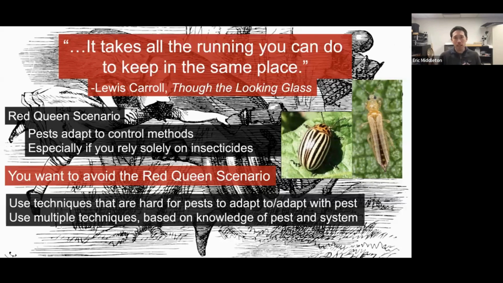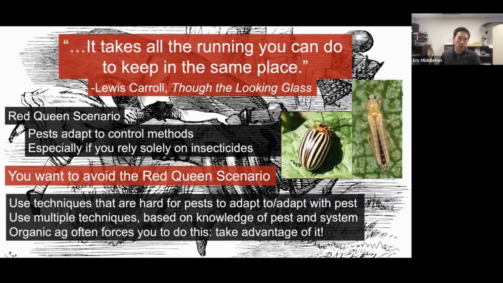And additionally, you're going to basically always be using multiple techniques based on a strong knowledge of both the pest and the growing system that you have at hand. So this is not a way to completely avoid the Red Queen scenario. You basically never can, but it is a very good way to mitigate it to a much greater degree and to prevent shooting yourself in the foot and causing problems later on.